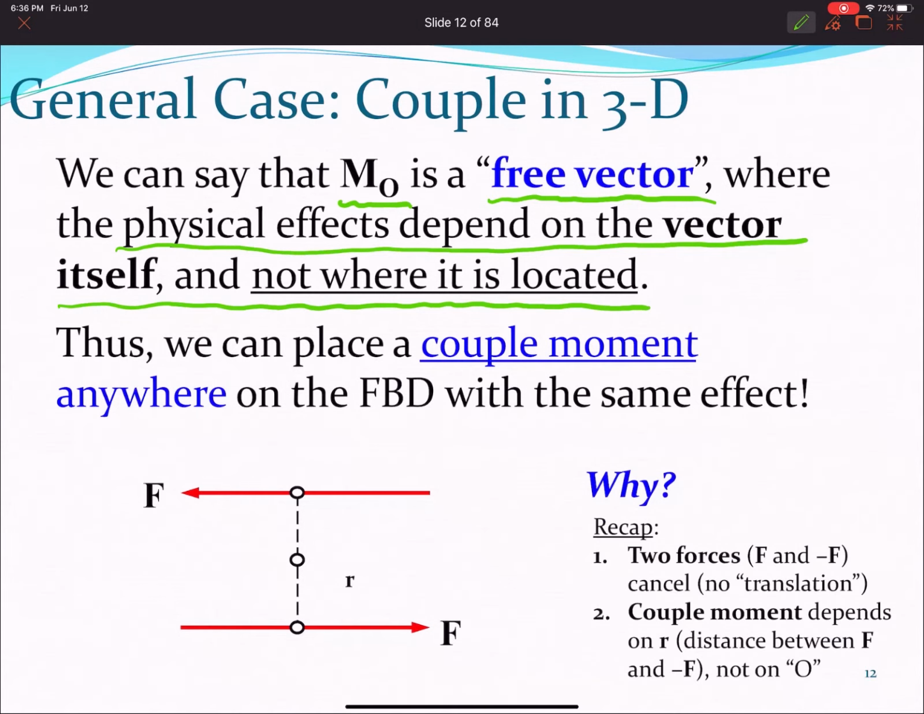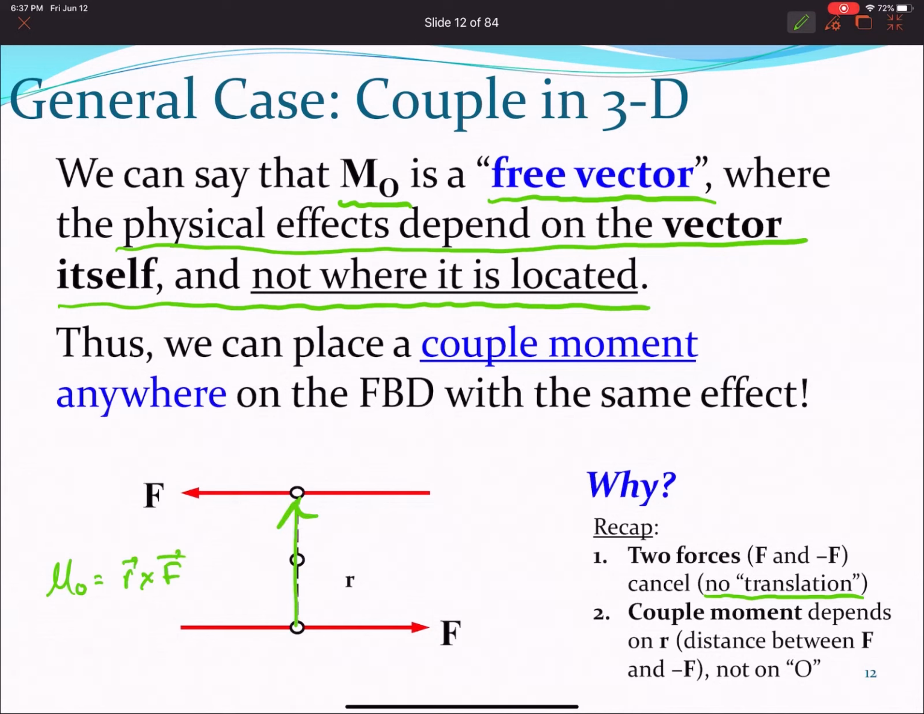So why? Because we have these two forces in opposite sides, so they cancel each other. If we add them in X, for example, these two forces will cancel each other out. So there is no translation effect, and then there is only one definition of couple, R cross F.